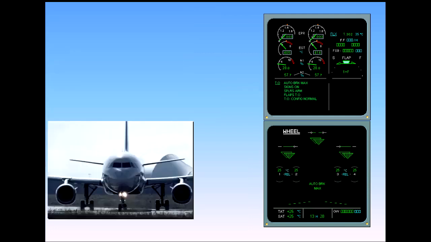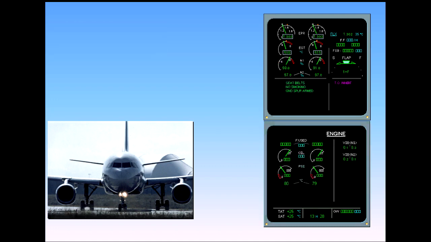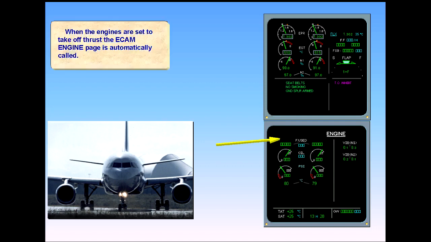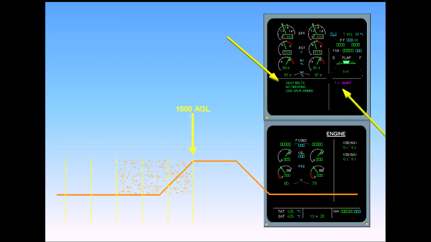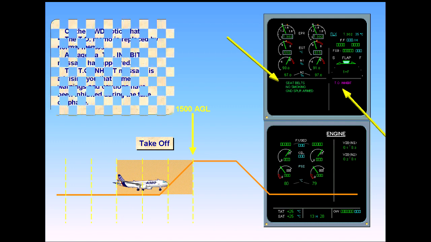We are now at the threshold about to take off. When the engines are set to take off thrust, the ECAM engine page is automatically called. On the engine warning display, notice that the takeoff memo is replaced by normal memos. A magenta takeoff inhibit message has appeared. The takeoff inhibit message is advising you that some warnings and cautions have been inhibited during the takeoff phase.